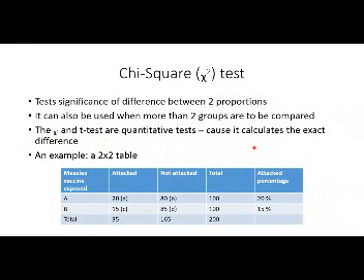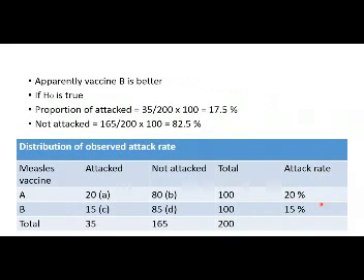And this is the same data presented in tabular form. This is vaccine A given to 100 children, and out of 100, 20 develop the disease. In this case 15 develop the disease. The number of samples is the same in both cases, 100 here and 100 here. In case of vaccine A, the attack rate is 20 and in B the attack rate is 15. Apparently vaccine B is better.